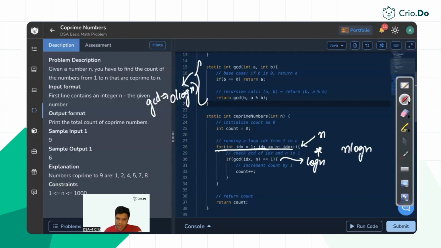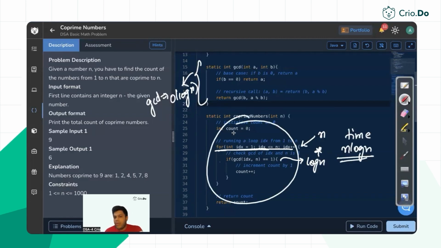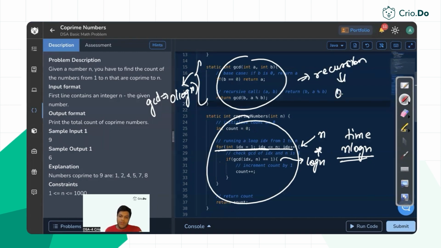And what about the space complexity? Space complexity is not due to the coprime logic, but it is due to the GCD logic, because we are doing recursion. Recursion means we are using the recursion call stack space, the function stack space, which is going to take log n space. For each GCD operation, the worst case can be log n number of function calls. So space is only log n, but time is n log n, which is better than brute force.